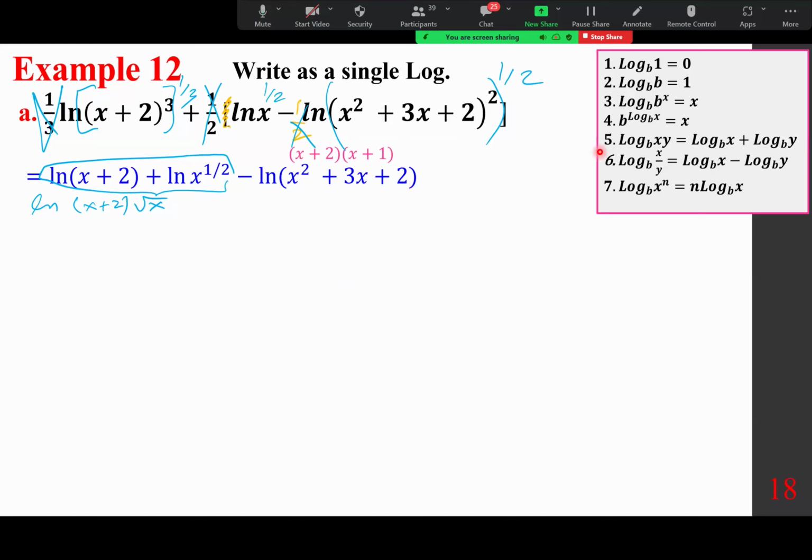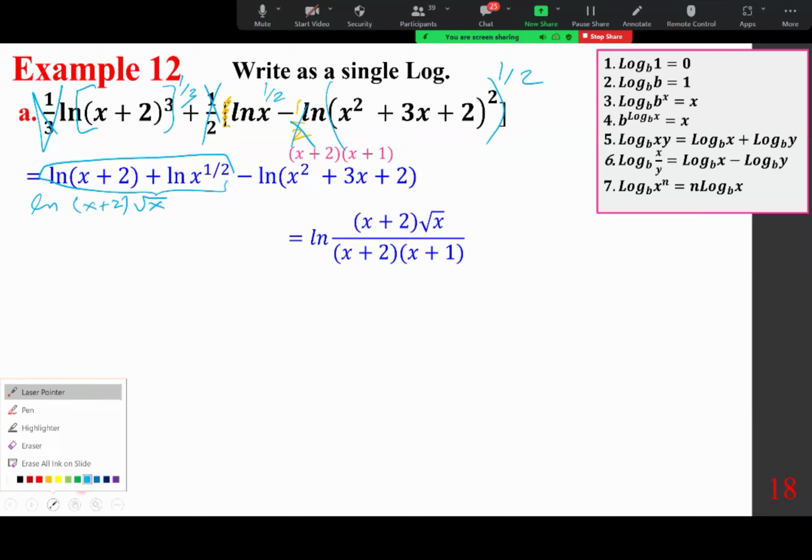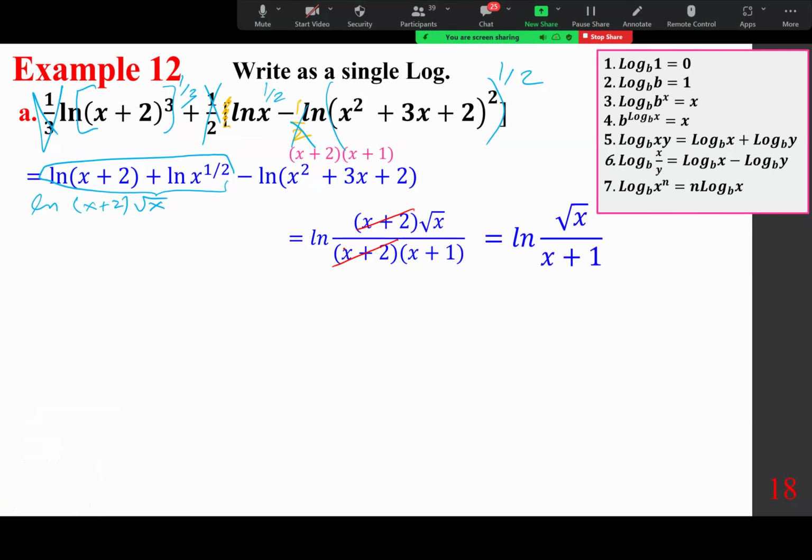So using the quotient rule, this is the ln of this piece at top, this piece at the bottom. So again, ln of x plus 2 square root of x, this is the numerator, minus ln of x plus 2x plus 1. This piece is at the bottom. And now you have the final answer.